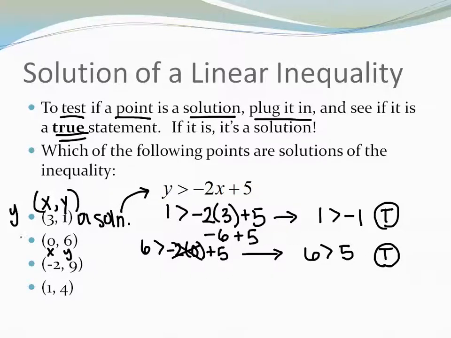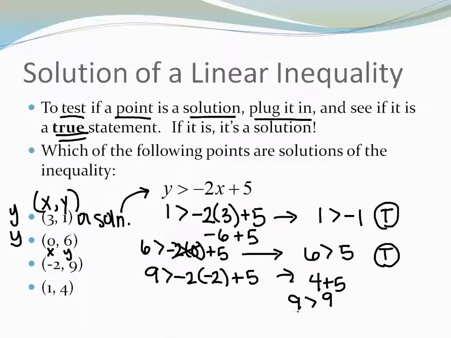Okay, let's try negative 2, 9. So let me put a y here for yes. Negative 2, 9. So that gives me 9 is greater than negative 2 times negative 2 plus 5. Negative 2 times negative 2 gives me 4 plus 5, which is 9. So I have 9 is greater than 9. Now this is not an equal to. There's no equal to symbol here. So this is false.